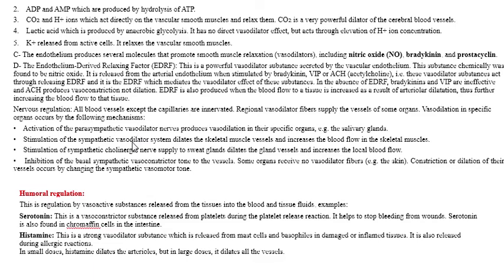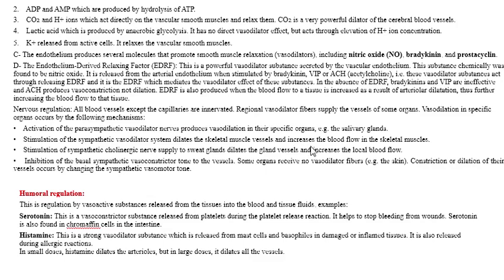Stimulation of the sympathetic vasodilator system dilates the skeletal muscle vessels, so the opposite. Activation of the parasympathetic vasodilator, so there will be, for example, when there is a certain substance, the salivary gland also affected by the parasympathetic. Stimulation of the sympathetic vasodilator system dilates the skeletal muscle vessels.